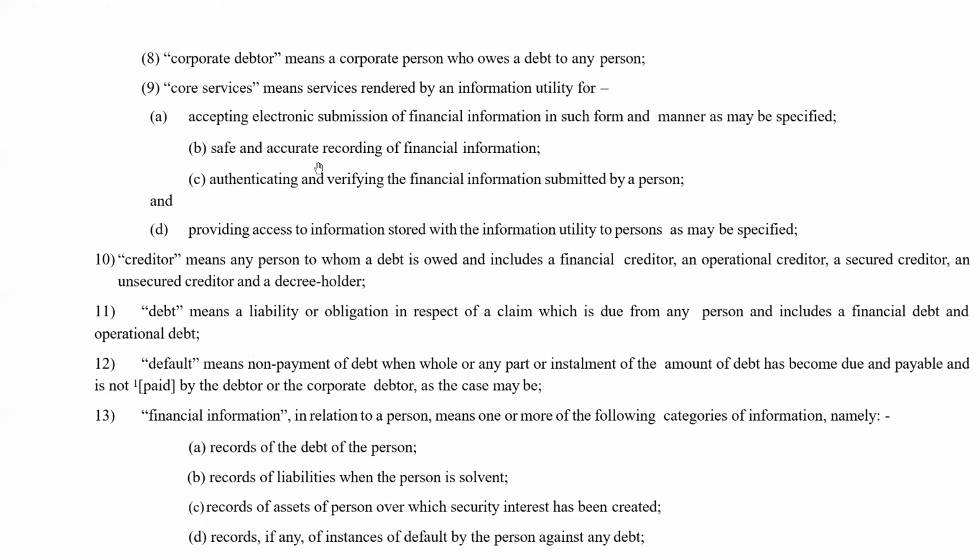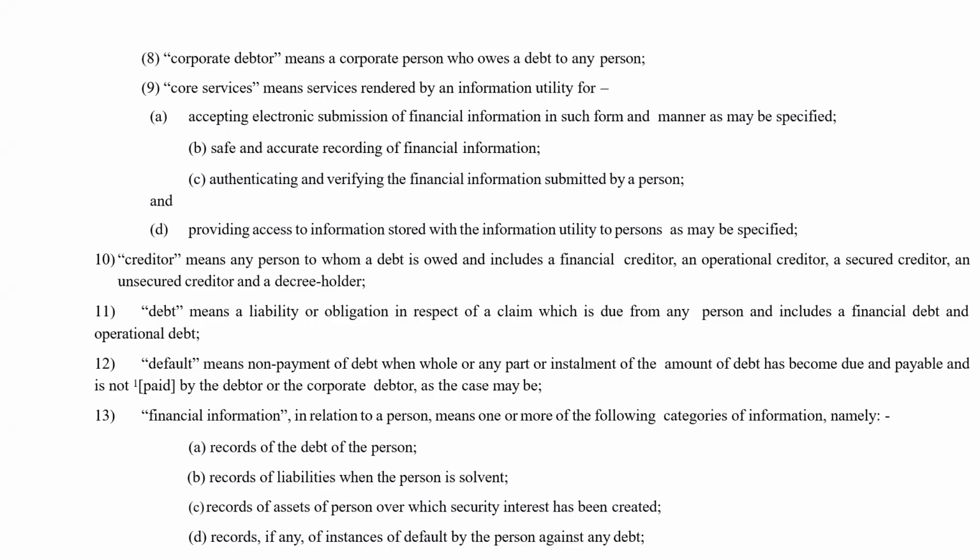Now corporate debtor. There is a difference between corporate person and corporate debtor. Corporate debtor means a corporate person who owes a debt to any person. And corporate person need not be owing a debt. So why have they made this distinction between corporate person and corporate debtor? Because here we might be dealing with voluntary liquidation cases also, where there is no debt due. So voluntary liquidation cases will be covered under corporate person. But where there is any debt due, they will be covered under corporate debtor.